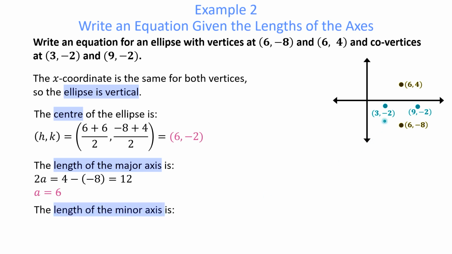Then the length of the minor axis we know is 2b. So let's look at this. We can see the distance between these two here. If you look at the x values, 3 and 9, the distance is 6. So if 2b is equal to 6, then we know that b is equal to 3.